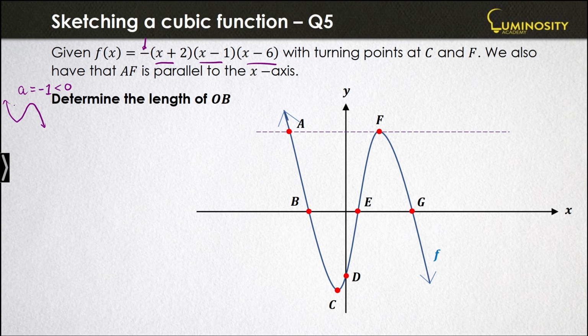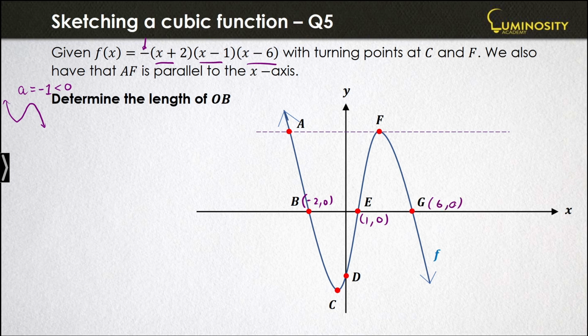We're also given those 3 factors, so we know the x-intercepts. At x equals -2, which is probably here at B, that is an x-intercept. At x equals 1, which is probably E based on this graph, is an x-intercept. And G looks like the last x-intercept, which is 6, 0.